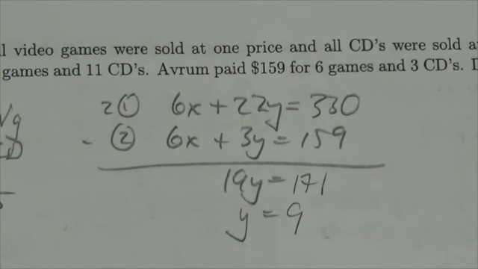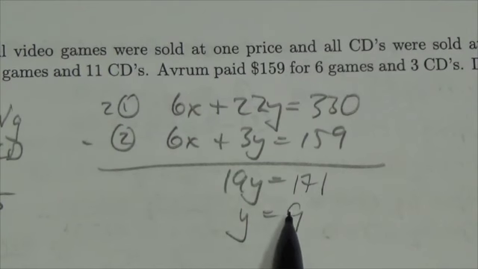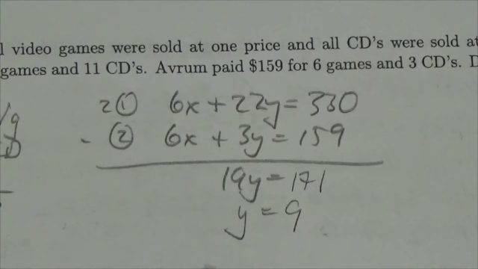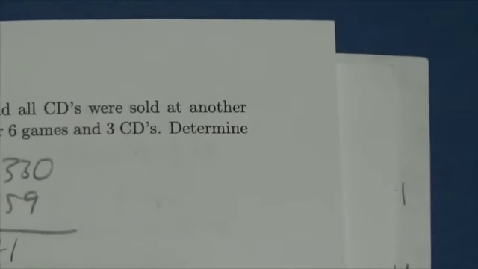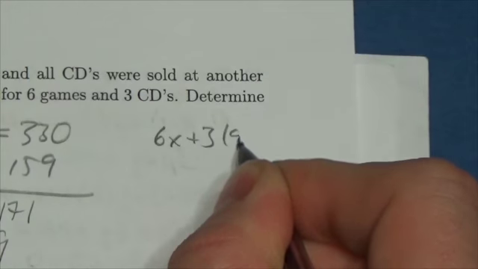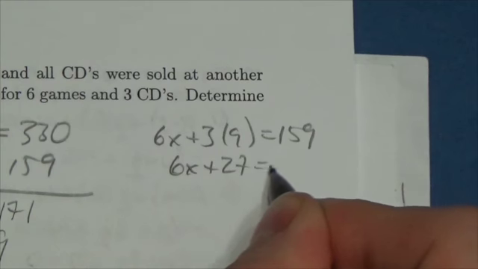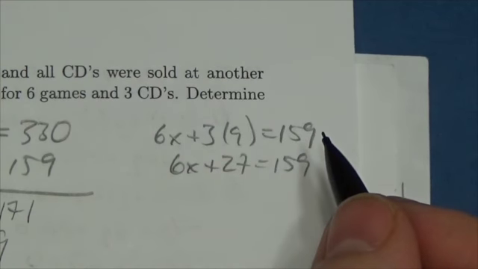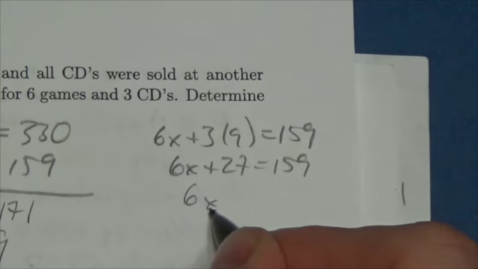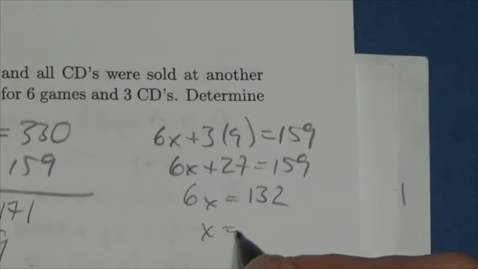This is great. So now, to figure out how much each video game is, because this tells me that the CDs are $9, I might take this back and go back up into one of the originals. I'd probably go into the second equation here. So if I plug this into the second equation, I'm going to get 6x plus 3 times 9 is equal to 159. So what is that? 6x plus 27 is 159. 159 minus 27 is going to be 132. If I divide that by 6, I get that x is 22.